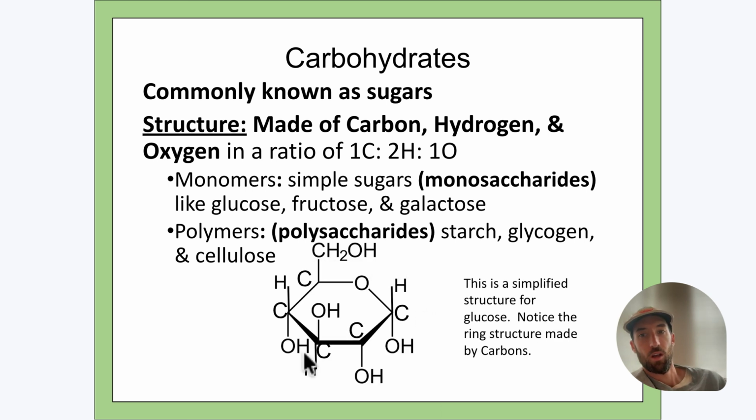There's an image of glucose. If you were to count all these up, you'd have C6H12O6. Glucose is very important, like I said, for cellular respiration and photosynthesis. C6H12O6 satisfies this ratio of one carbon to two hydrogens to one oxygen. C6, there's 6 of these, 12 of these, 6 of these.